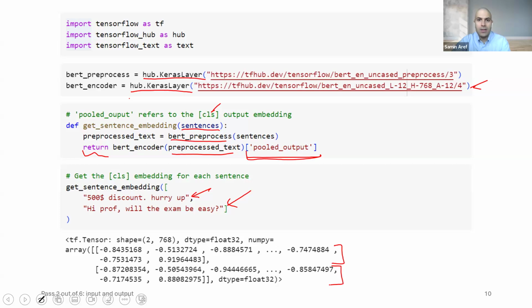Now, if I want to build an email spam classifier, these two vectors will be useful. For that, I need a labeled data set that I can put on top of the BERT model that you see on this slide. So this is how the BERT model can be used, and this was pass two.